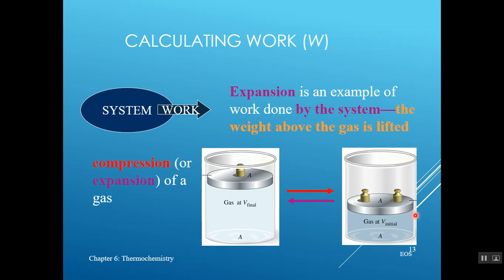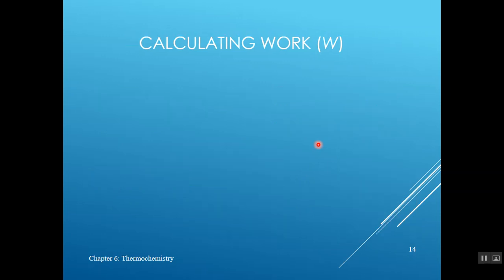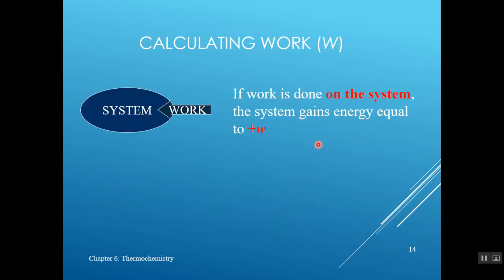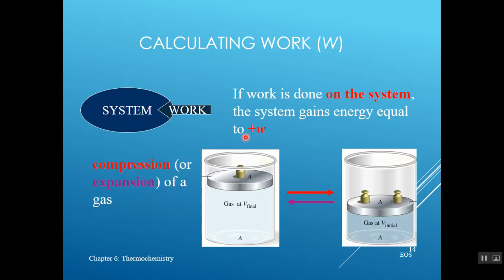If you're going from here to here, where the system is expanding, that means that V final will be greater than V initial, and therefore work would be negative. Now, on the other hand, if work is done on a system by the surroundings, that means that the sign associated with work would be positive. And if that's the case, that corresponds to the opposite direction here, where compression is taking place.